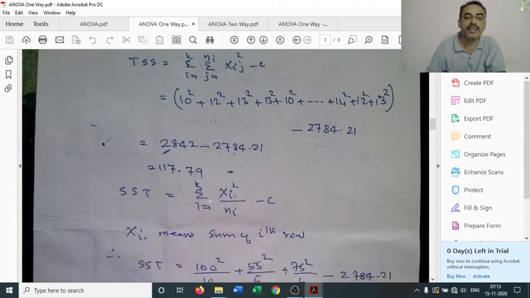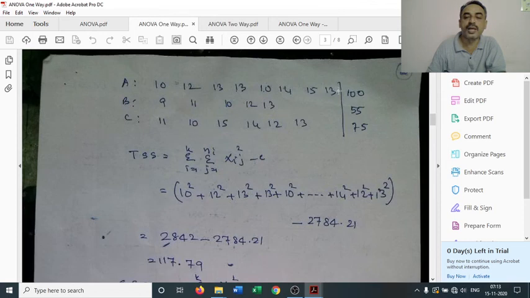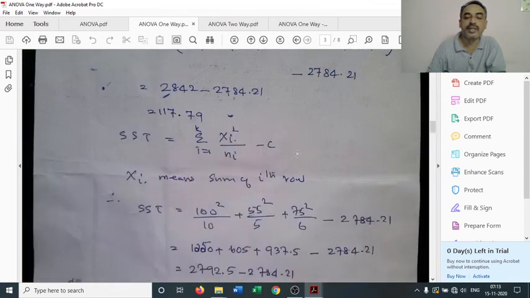Next is SST, the sum of squares due to treatments. It is obtained by the ith row sum square divided by the number of entries in the ith row, summed, minus C, that is, the sum of xi dot square by ni minus C. Xi dot is the sum over j equal to 1 to ni of xij, meaning the sum of the ith row, and its degrees of freedom is k minus 1. In the present case, the row sums are 100, 55 and 75. Therefore, that will be 100 square by, this is not 10, it is 8 only.